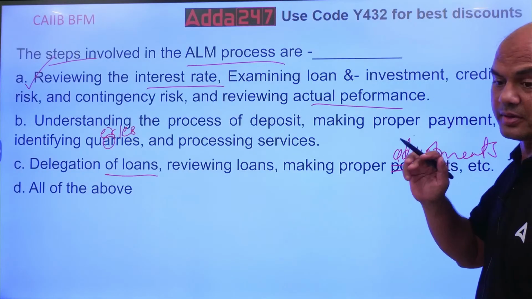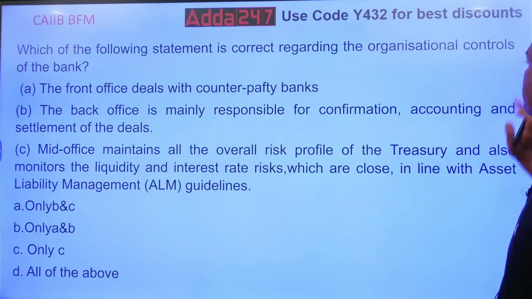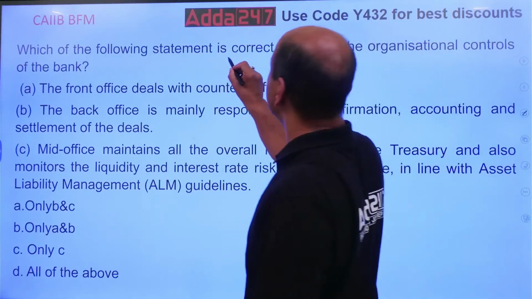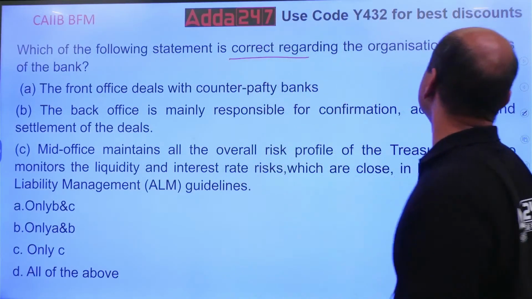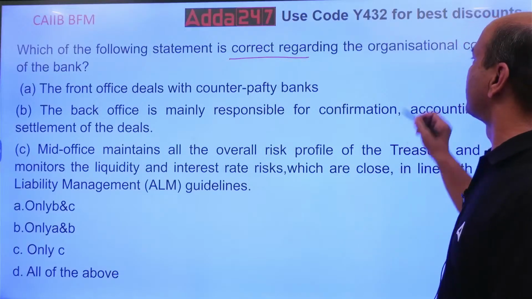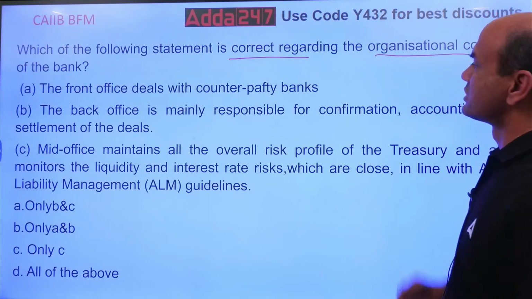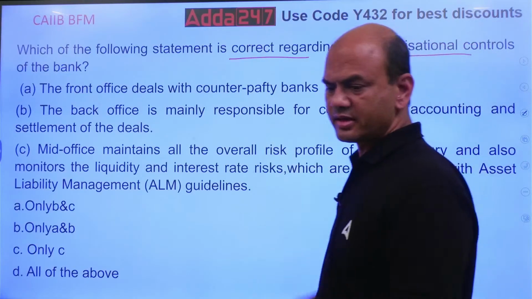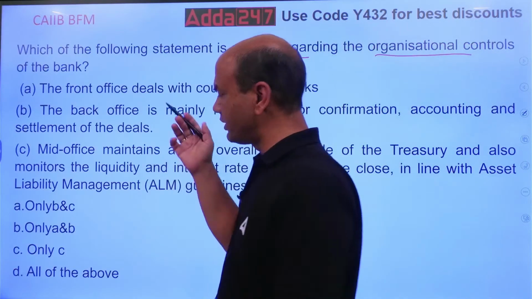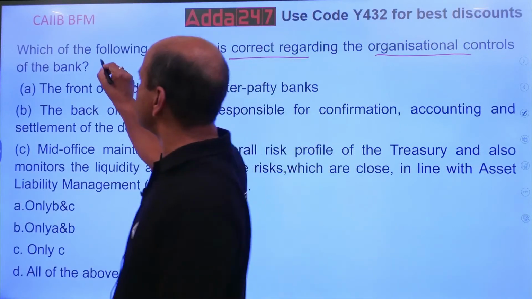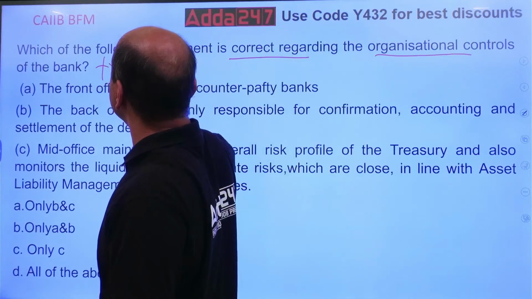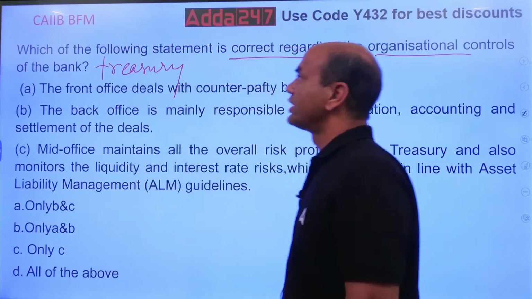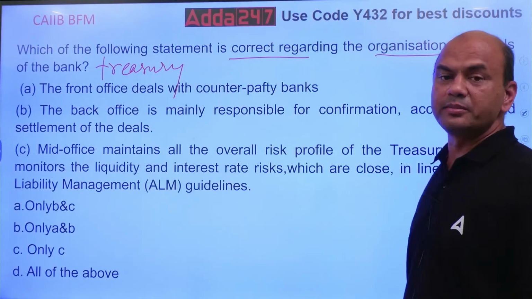Not all of the above. Okay? Which of the following statements is correct? Regarding organizational controls of the bank. Organizational controls. Okay? So basically we are dealing with Treasury. Bank Treasury, you can write it. Okay? So bank Treasury. So which of the following statements is correct?